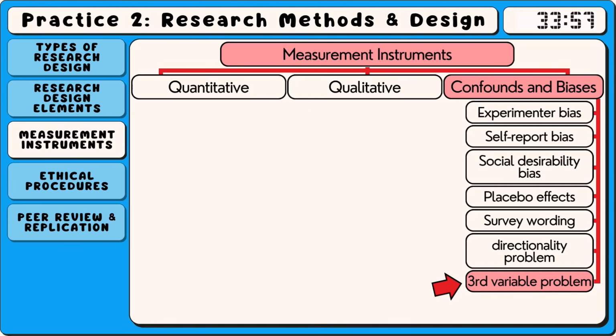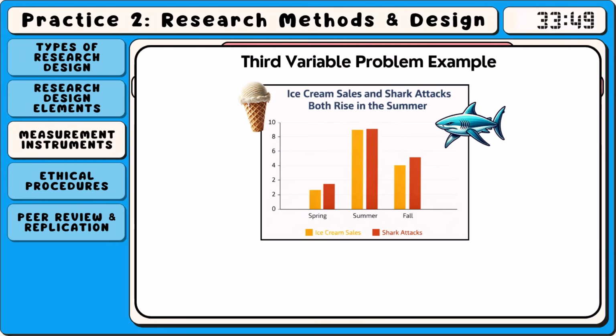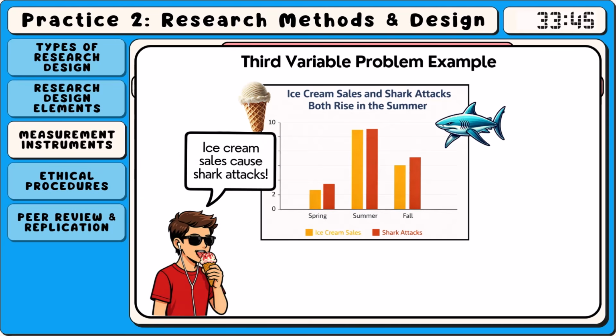Finally, we have the third variable problem. This is when a hidden outside factor is actually causing the relationship between two variables. For example, ice cream sales and shark attacks both rise in the summer. An untrained researcher might think that ice cream sales cause shark attacks or vice versa.